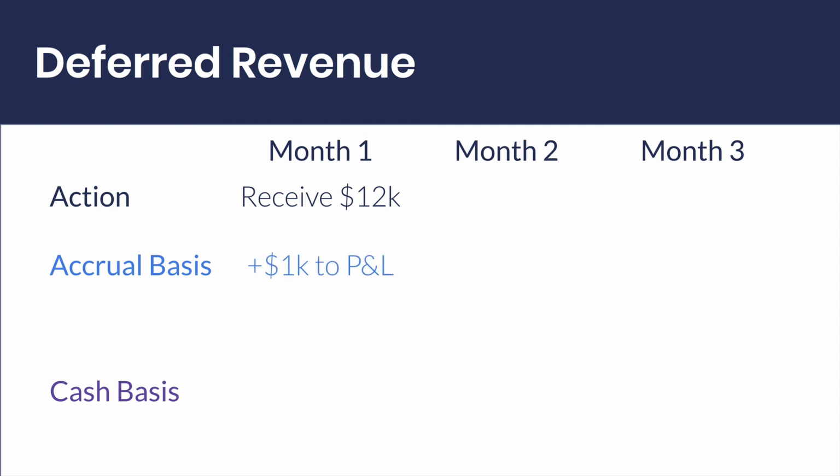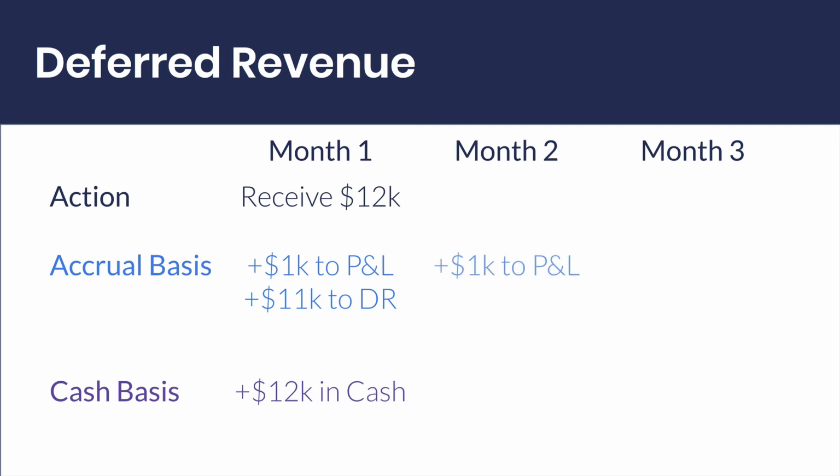They only recognize 1/12 of it, 1 month worth of it, which is $1,000 on the P&L or income statement. And they add $11,000 to a deferred revenue account on the balance sheet. But they take that $12,000 in cash up front and they can use that to run the business for the whole year. In month 2, they would record another $1,000 as income on the profit and loss statement. And they would subtract $1,000 from the deferred revenue so that now there's only $10,000 sitting in that deferred revenue account. No cash is changing hands because we took all the cash up front.